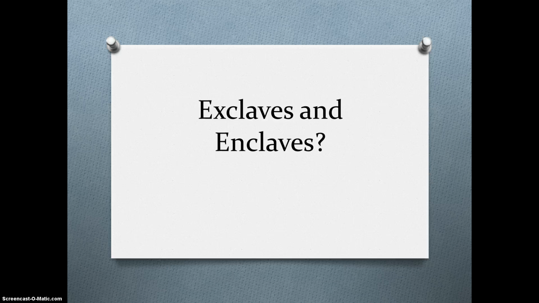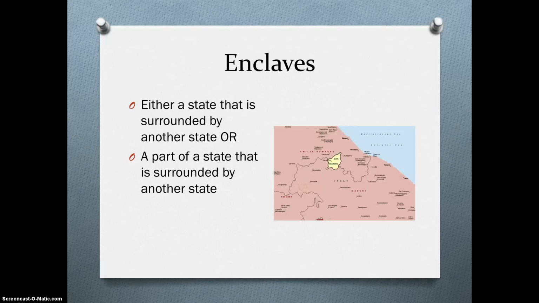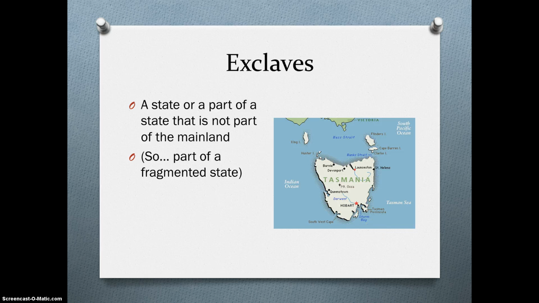Okay, so now let's talk about exclaves and enclaves. Enclaves are either a state that is surrounded by another state or part of a state that is surrounded by another state. Here we have San Marino completely surrounded by Italy. Another example of this is parts of India and Bangladesh that are completely surrounded by each other. I have a picture of this later, and we'll talk about it then. Then we have exclaves, which is a state or a part of a state that is not part of the mainland. So it's basically a part of a fragmented state. And so going back to our fragmented state example earlier of Australia, Tasmania would be the exclave of Australia.